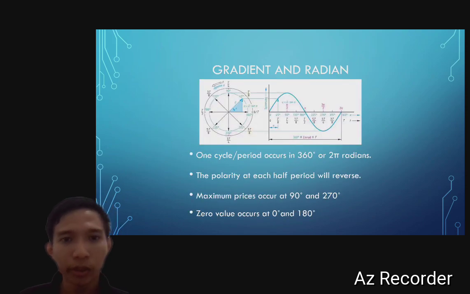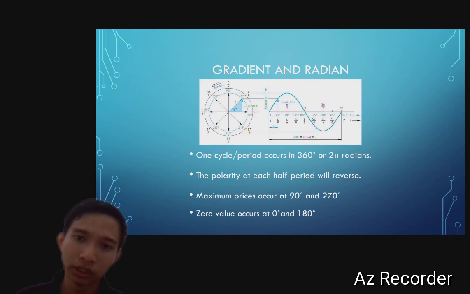Next, we need to talk about degrees and radians. As you can see from the image, one cycle period occurs in 360 degrees or 2π radians. So again, in 360 degrees, we have one mountain and one valley. The polarity of each half period will reverse. For example, we have 90 degrees and 270 degrees. At 90 degrees, we have the top side, the maximum of the mountain.